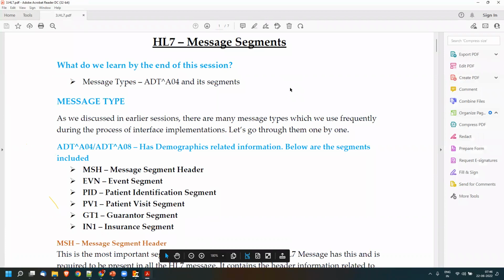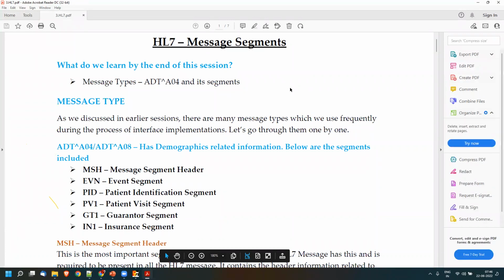All right, so as I just mentioned, we will start exploring each message type. As we discussed just now, a message type would represent the message code and the event type. So we are pinpointing one specific event that is happening in the real-time world with the help of this message type. If I say ADT A04 message, I am pointing to a patient registration related event. Or if I say ADT A08 message, then I am pointing to the event where the patient details are getting updated.